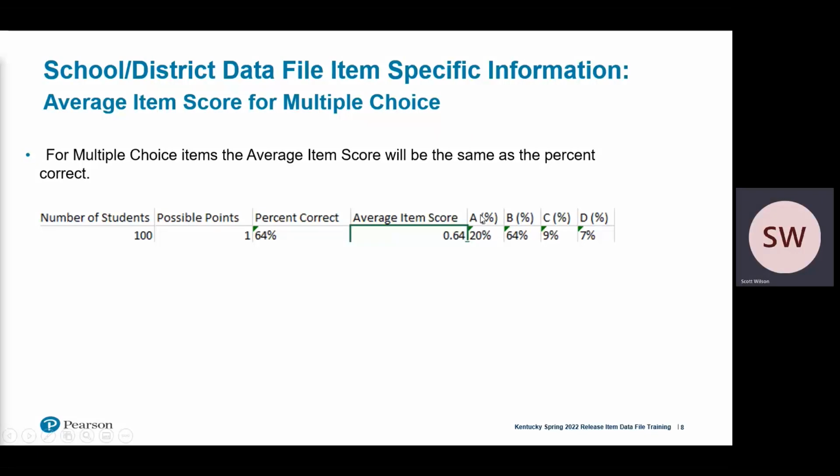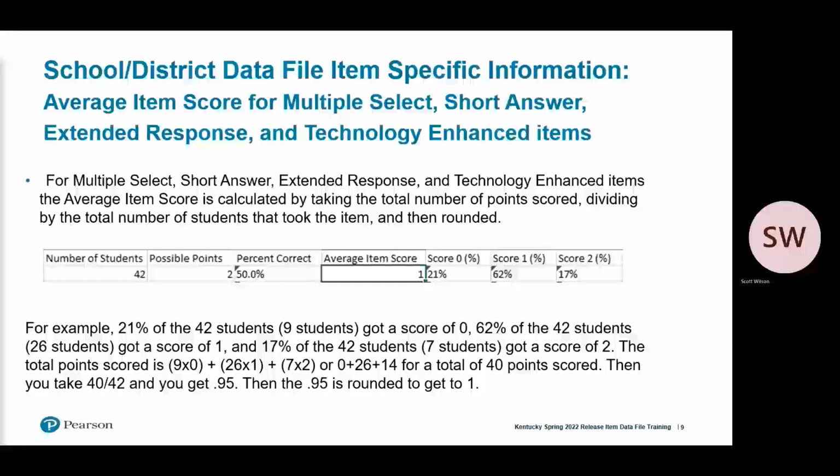Next, the average item score for multiple choice. For multiple choice items, the average item score will be the same as the percent correct. So as you see here, percent correct 64, average item score 64. The average item score for multiple select, short answer, extended response, and technology enhanced items is calculated by taking the total number of points scored, dividing by the total number of students that took the item, and then that is rounded up.